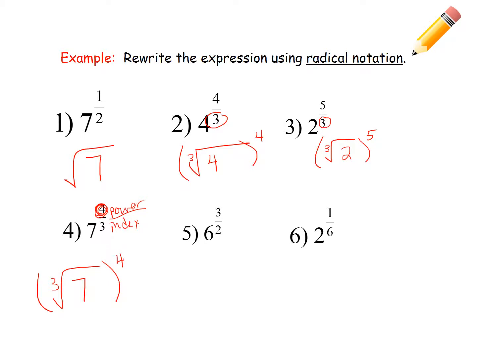Okay. Number 5, 6 to the 3/2, that's going to be the square root of 6, all raised to the power of 3. And then if we have 2 to the 1/6, that's going to be the 6th root of 2 raised to the power of 1, but you really don't need to put it in parentheses raised to the power of 1, so we're just going to leave it as the 6th root of 2.